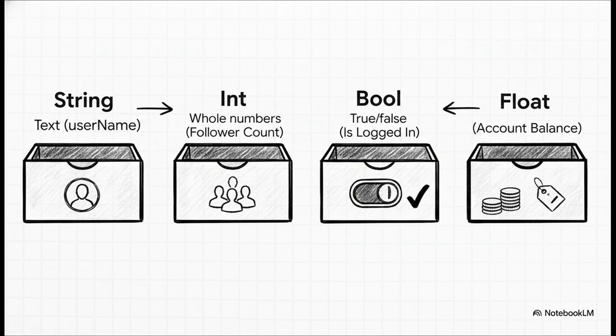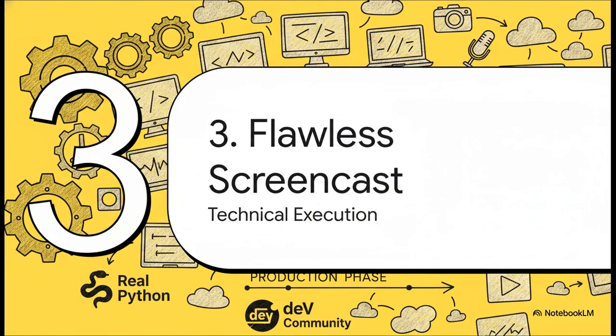A string is for text, like our username. An int is for whole numbers, like a follower count. A bool is just true or false, answering questions like, is the user logged in? And a float or double? That's for decimals, like an account balance. By attaching each of these data types to a real-world social media or banking app feature, the concept just clicks instantly. All right, let's jump into Section 3.